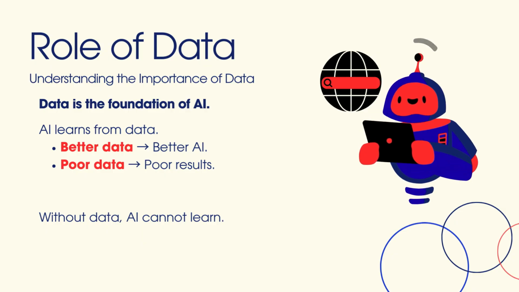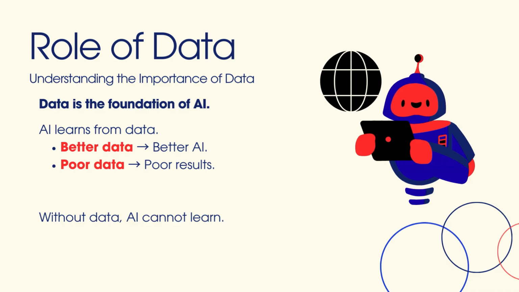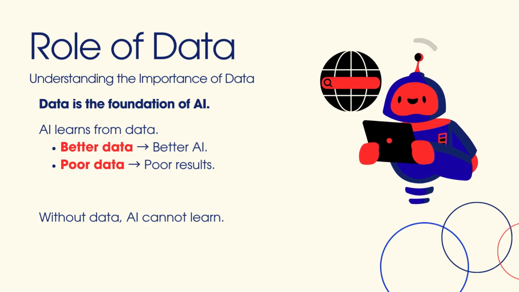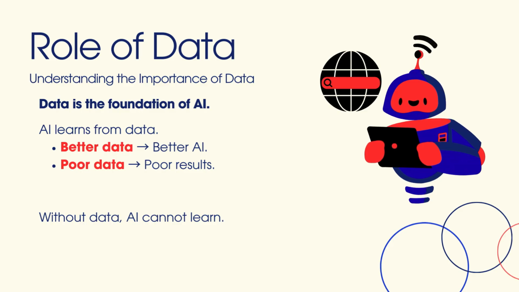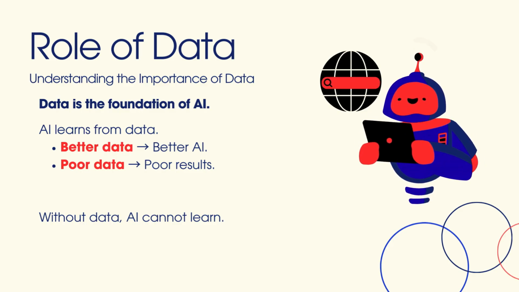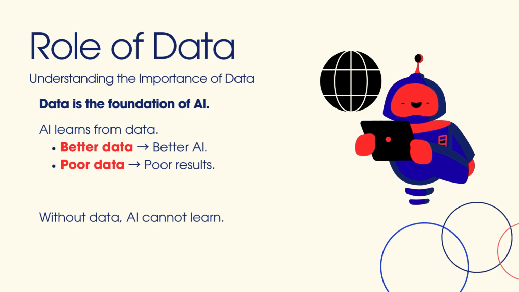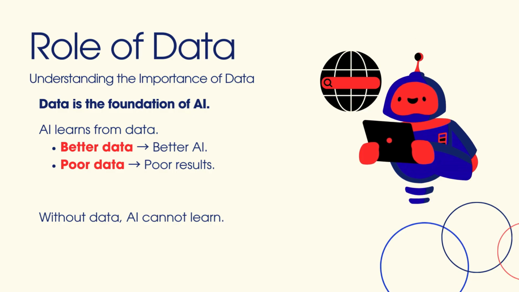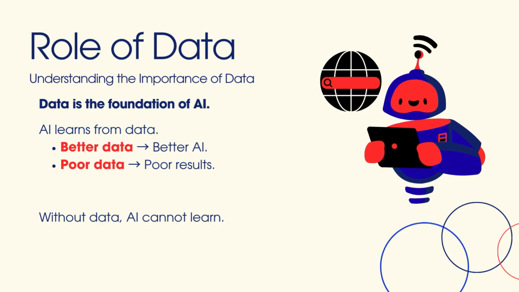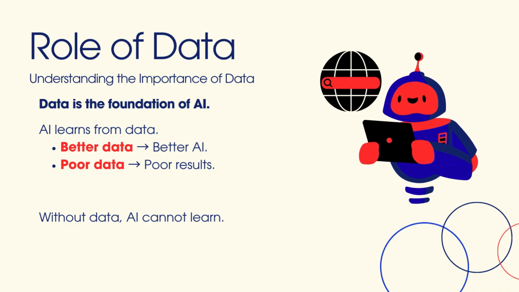Let's understand the importance of data in artificial intelligence. Artificial intelligence learns from data. Data is the foundation of the entire system. If the data is high quality, accurate, and well-structured, the results will also be accurate. Better data leads to better artificial intelligence. Poor data leads to poor results.